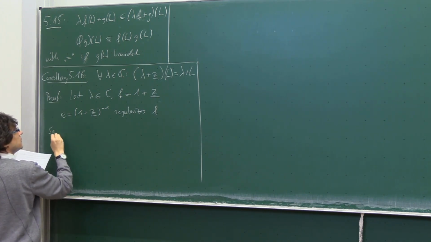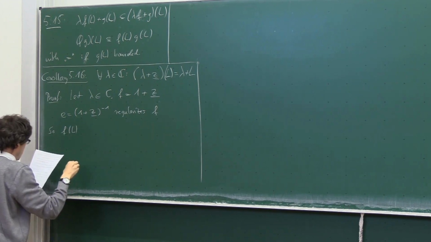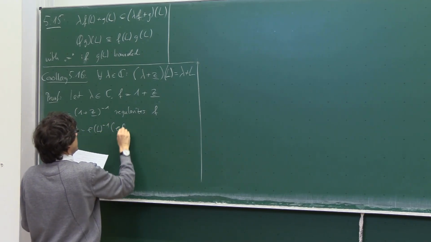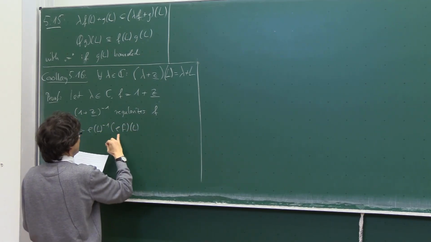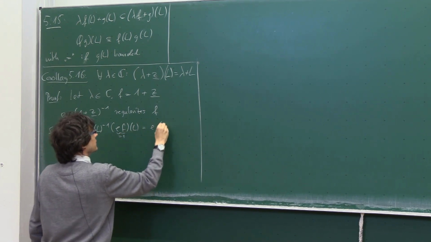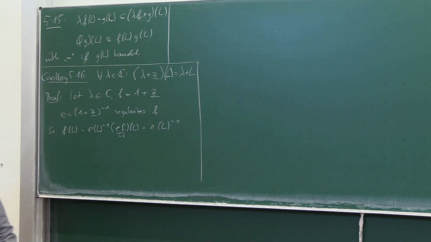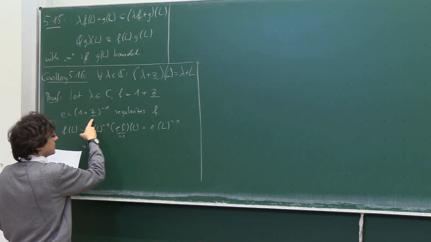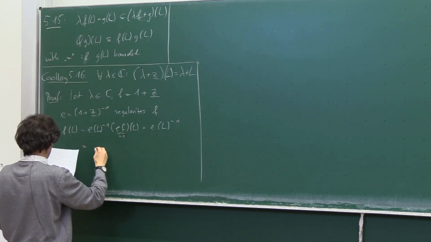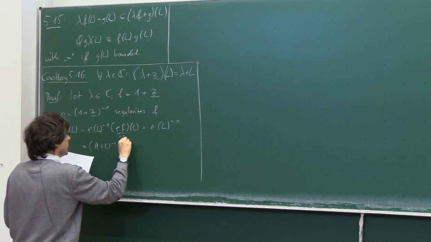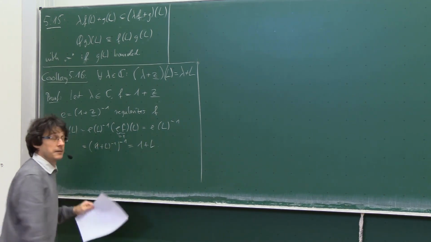So we can calculate what is F of L. F of L is E of L to the minus 1, EF of L. Okay, but EF is 1. So this is just identity. So this is E of L to the minus 1. And E of L to the minus 1, we know what happens. This is a Dunford-Rees class function, so this is (1 plus L) to the minus 1, to the minus 1. So this is 1 plus L.